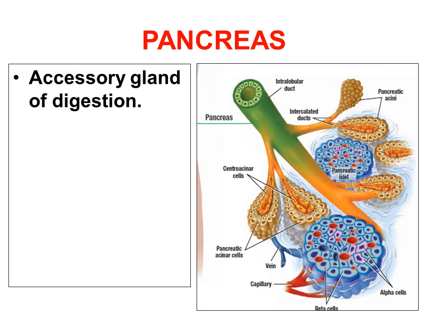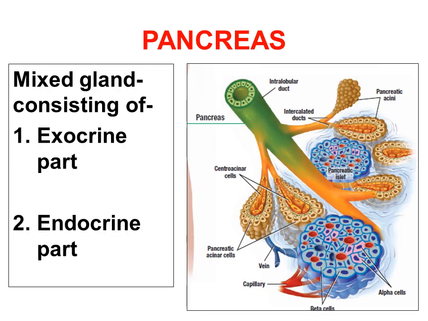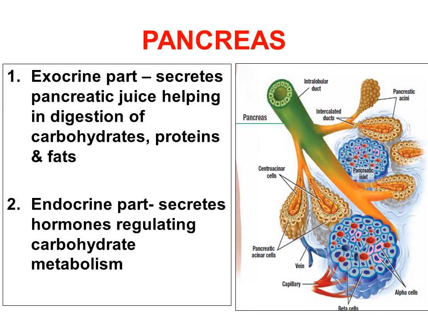Now we come to the histology of pancreas. As you all know, it is an accessory gland which is required for digestion, consisting of both exocrine as well as endocrine part. So it is a mixed gland. The exocrine part secretes the pancreatic juice, thereby helping in digestion of carbohydrate, proteins and fats, whereas the endocrine part of the pancreas secretes hormones which are regulating the carbohydrate metabolism.